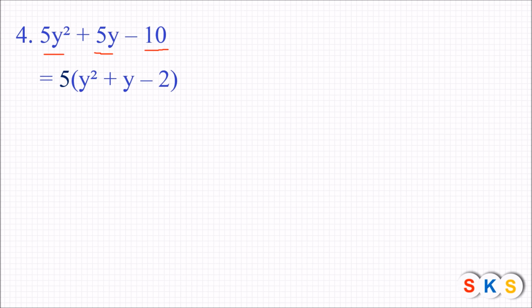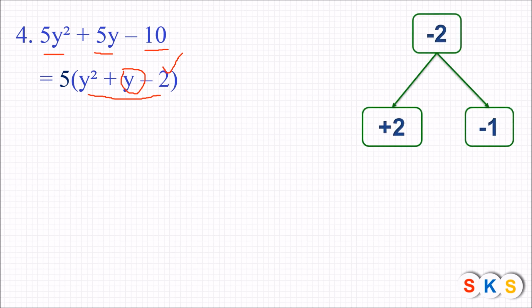Now what we are going to do over here: you can see in the bracket we got a quadratic trinomial, right? So we will factorize this quadratic trinomial. Look at the last term, it's minus 2. So we will find two numbers such that when you multiply them, you get minus 2, and when you add them, you get the coefficient of the middle term, which is 1. Let's see. The numbers are plus 2 and minus 1, right? Plus 2 into minus 1 is minus 2, and if you add plus 2 with minus 1, you get plus 1.